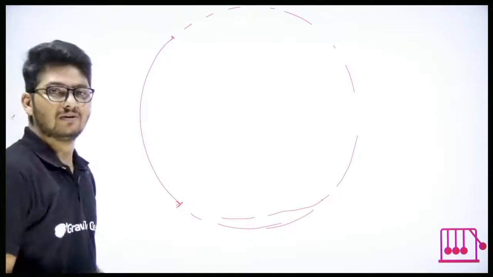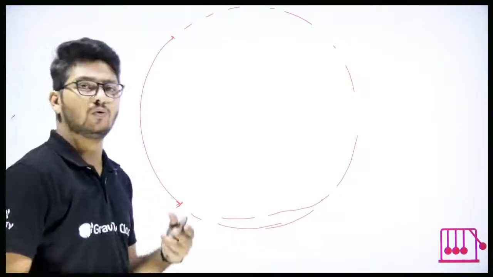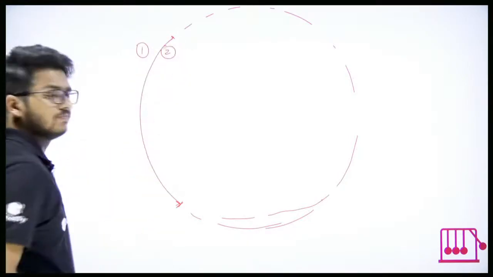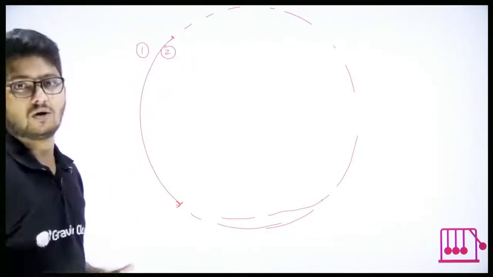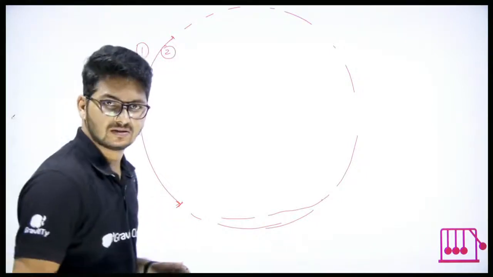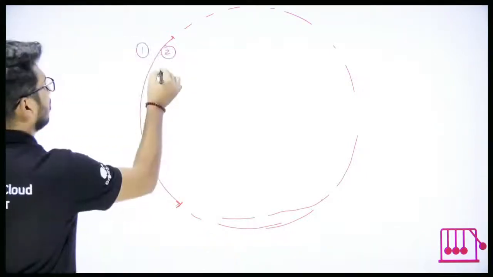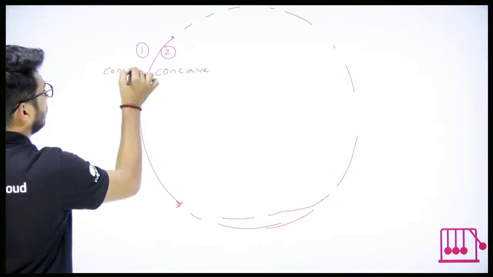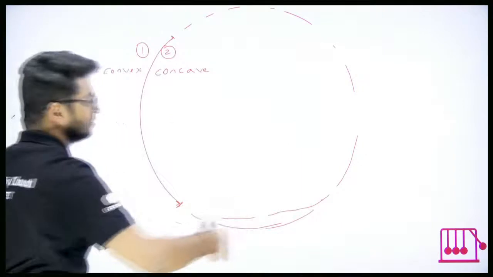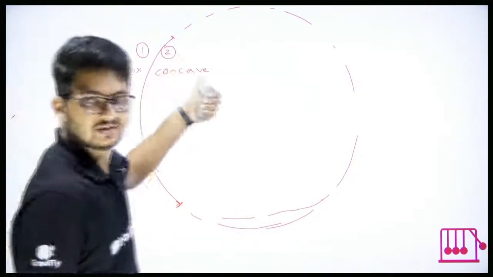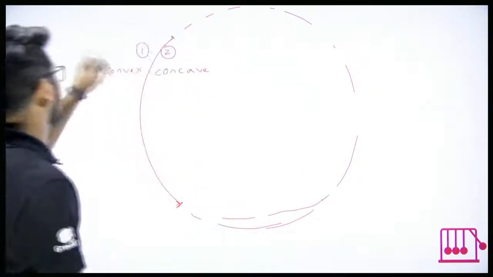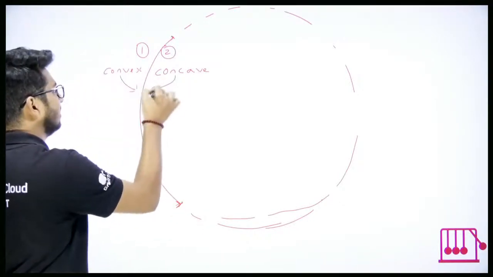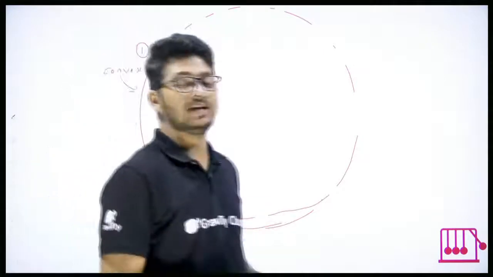Every curved surface, every spherical surface, will have two surfaces. You can clearly see surface 1 and surface 2. One of them is called concave and the other is called convex. The inside one is called concave and the outside one is called convex. The surface that is inside the sphere is called concave, and the one that is outside the sphere is called convex. So this here is convex and this here is concave. Understanding the naming is very important.